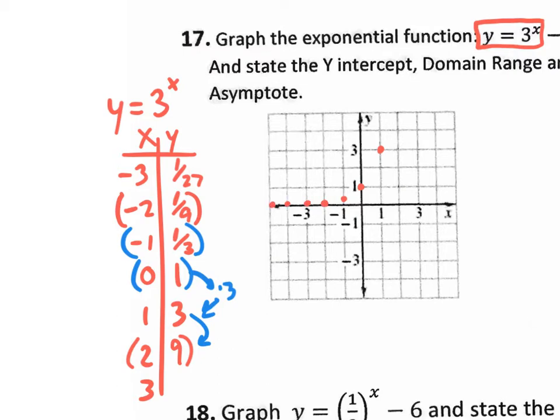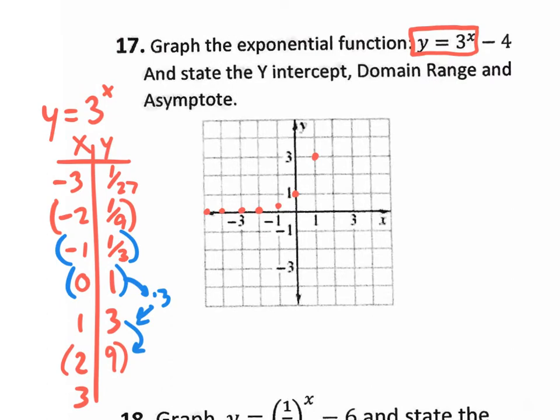Now, keep in mind that these coordinates are from your parent graph. You still need to take into consideration the k-shift, and the k-shift is -4. Now, you could technically subtract 4 from your y values. That way you don't have to do these parent graph coordinates. But I like to draw the parent graph and then move them all 4 units down.